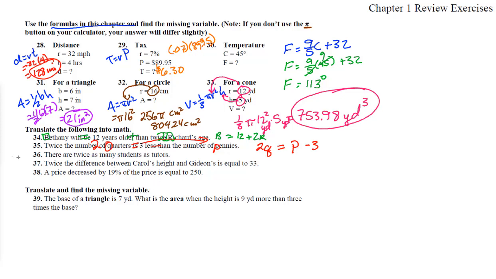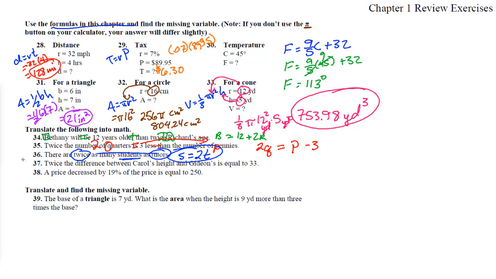All right, number 36. There are twice as many students as tutors. So this is one of those difficult ones. The number of students is twice as big as the number of tutors, right? There are more students than tutors, and so the number of students equals twice the number of tutors. That might be a little toughy one. When you say there are twice as many students as tutors, you're twicing the tutors to get the number of students.